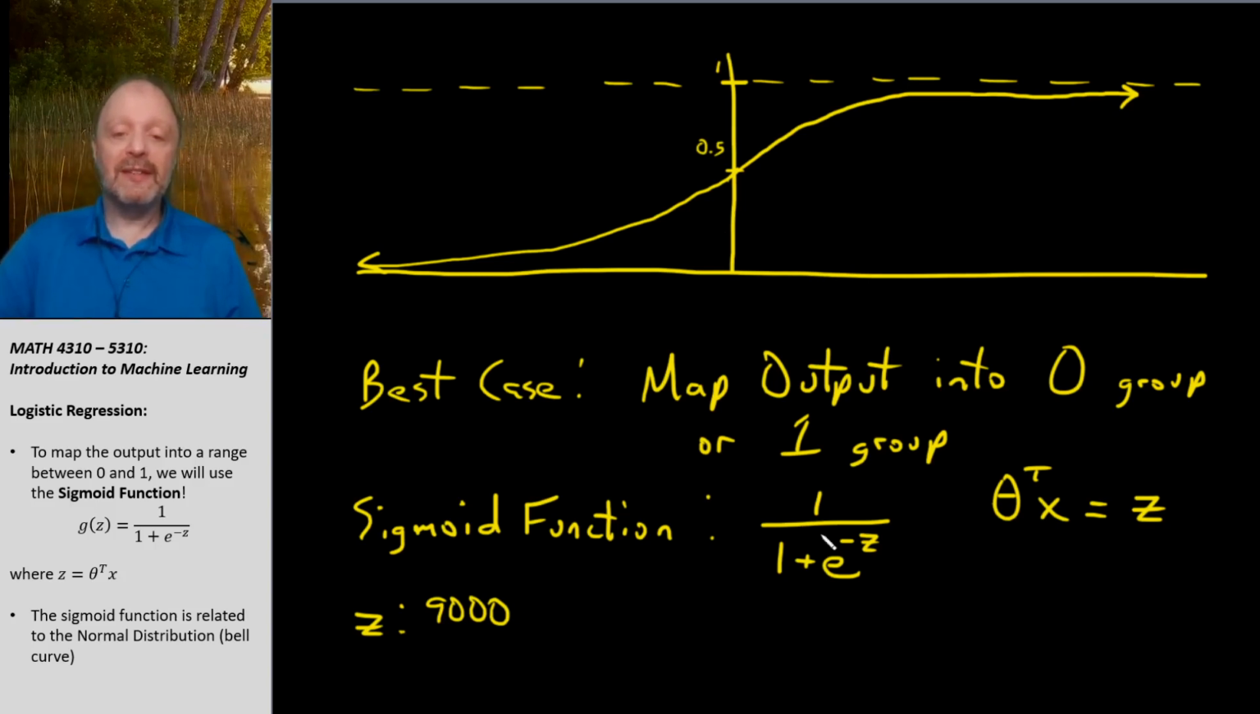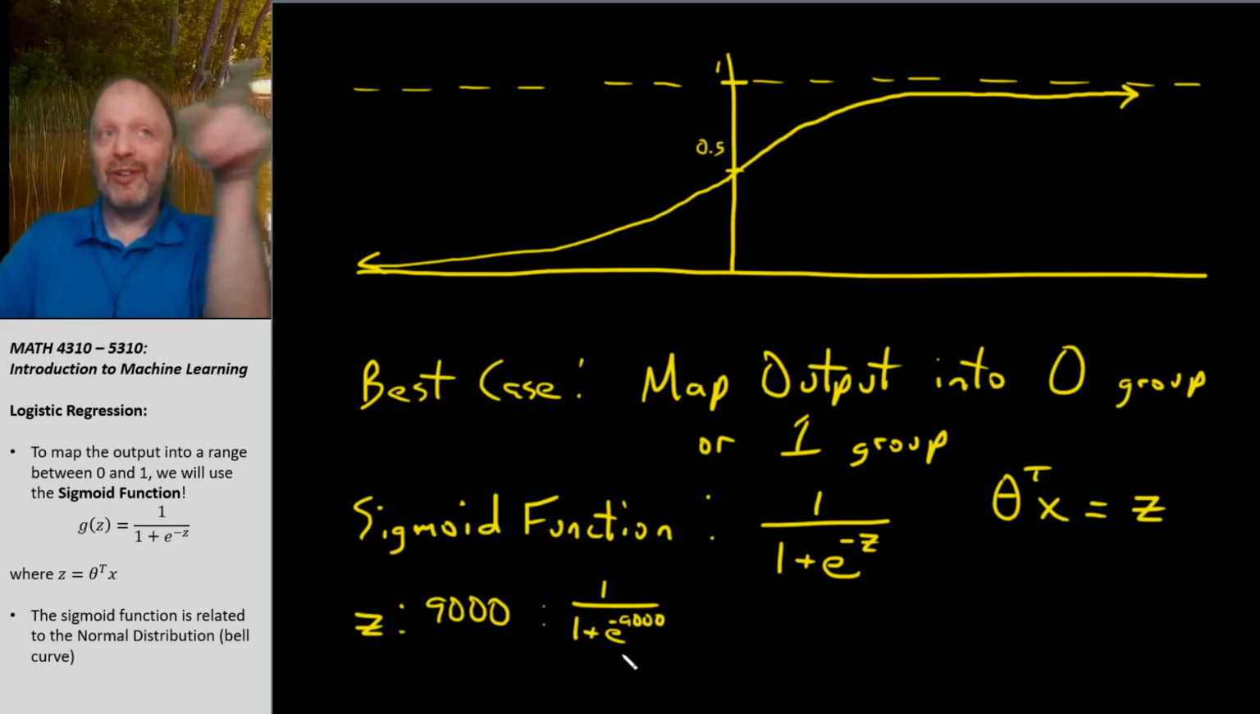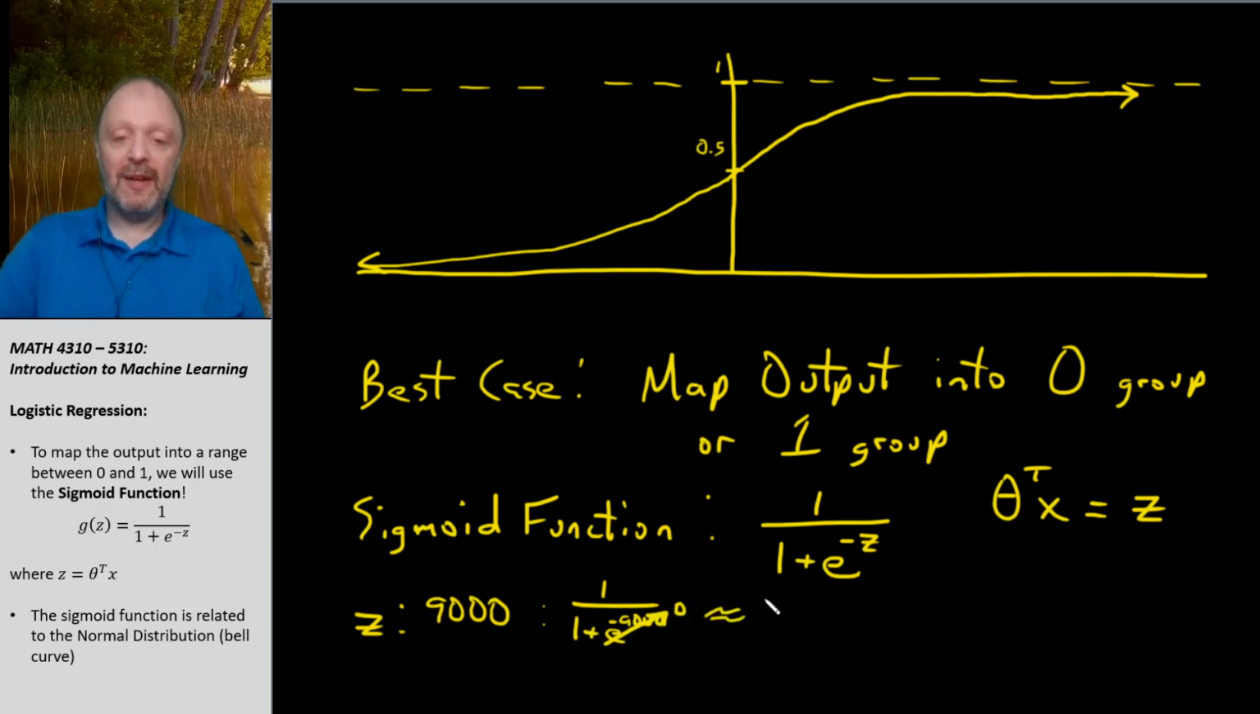So when I put the 9,000 in here, I'm going to get 1 over 1 plus e to the negative 9,000. Well, e to the negative 9,000 is basically a 0 because it's 1 over e to the positive 9,000, which is a giant number, and 1 divided by that is almost 0. So this term goes to 0, and what do you have? You've got a 1. So when I pop in a 9,000 for my z value into the sigmoid function, I wind up mapping into something that's really close to 1. Alrighty? Now what if I do a z of negative 9,000, something that's really, really negative?